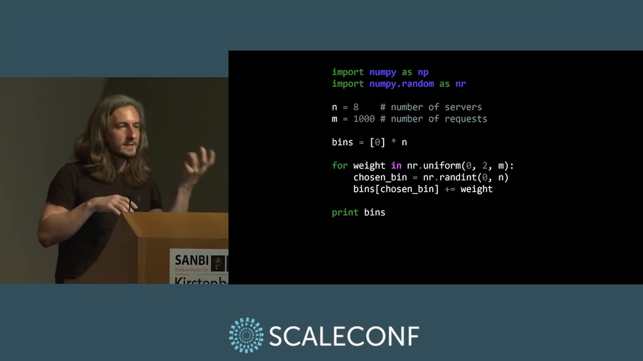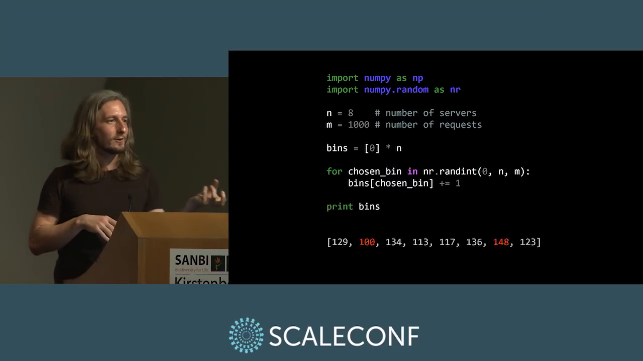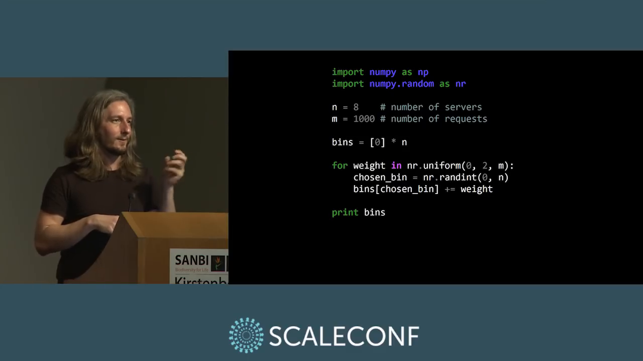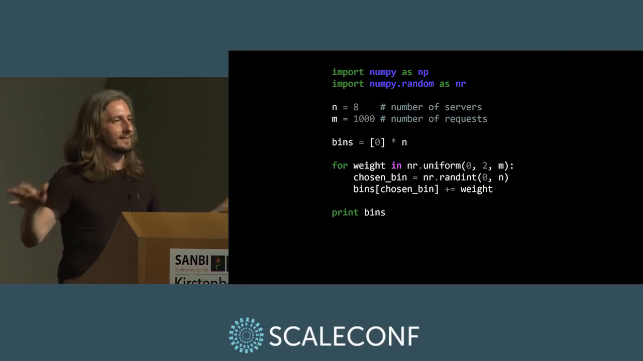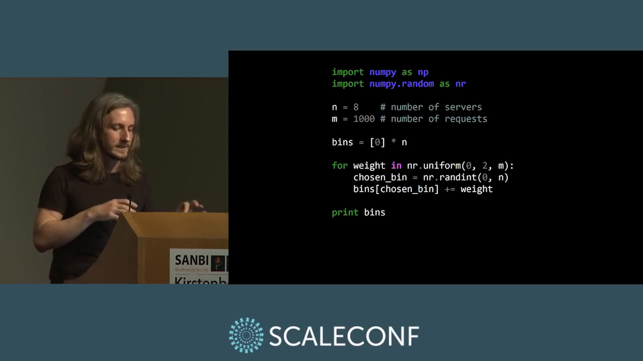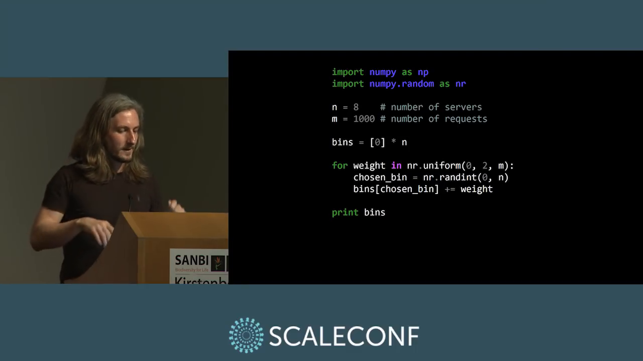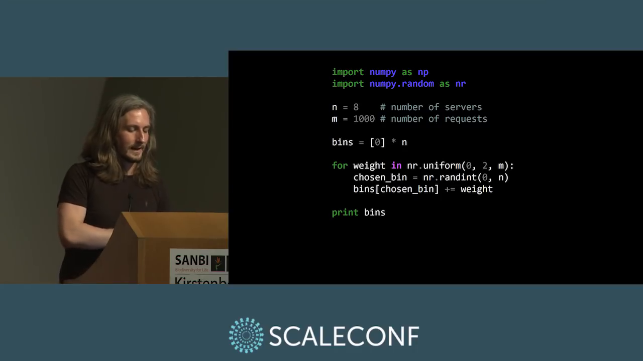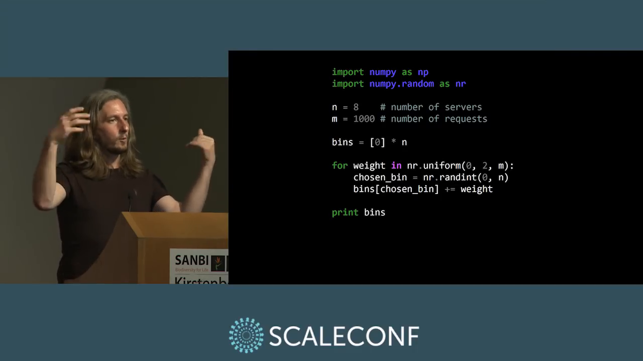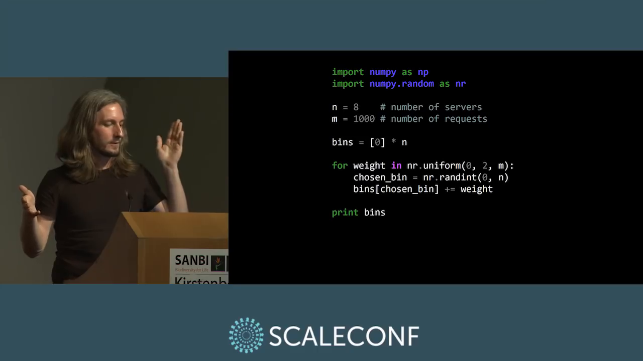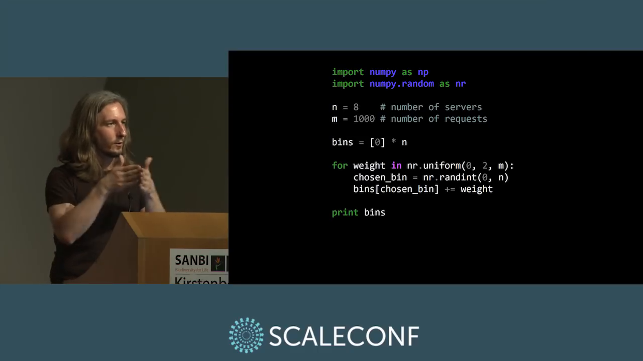Okay, so in this case, requests don't actually all take the same amount of time. Every request is not one. It's not 1 second, it's not 1 millisecond, every request is different in the exact amount of time that it takes. Okay, so we're going to put that concept in here. Now what we're doing is we generate M weights that are between 0 and 2 with a uniform distribution.